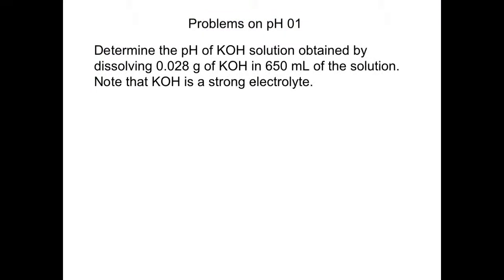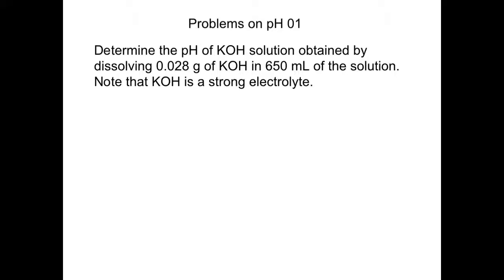This is a problem on how to determine the pH of an alkaline solution that contains potassium hydroxide dissolved in it. So here we have 0.028 grams of potassium hydroxide that is dissolved in 650 milliliters of the solution. In order to solve this problem, we have to make the assumption that potassium hydroxide is a strong electrolyte.